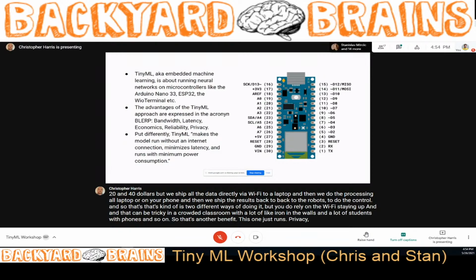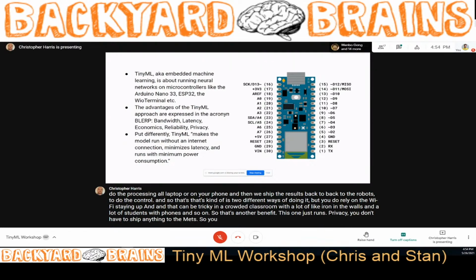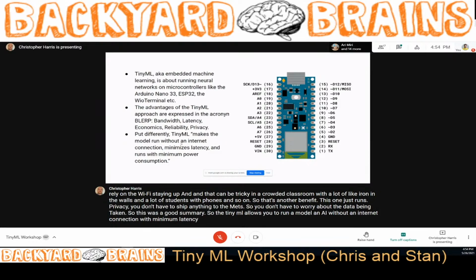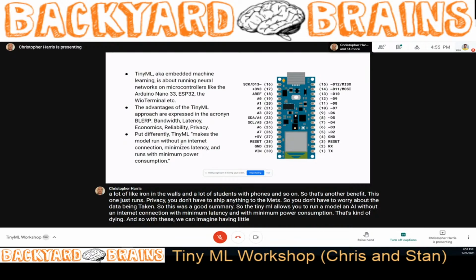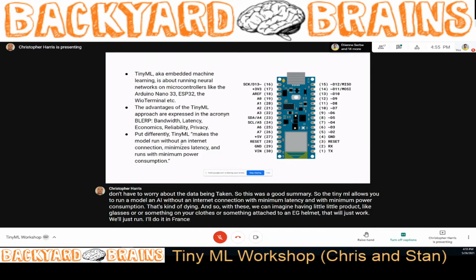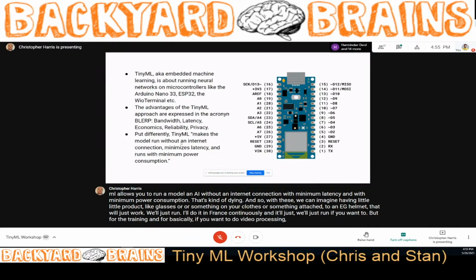Privacy, you don't have to ship anything to the net, so you don't have to worry about the data being taken. So this was a good summary. TinyML allows you to run a model, an AI, without an internet connection, with minimum latency, and with minimum power consumption. That's the aim. And so with these, we can imagine having a little product like glasses or something on your clothes or something attached to an EEG helmet that will just work. It'll do its inference continuously, and it'll just run. But for the training, and if you want to do video processing, you need to step up at least to the Jetson Nano or to a computer.